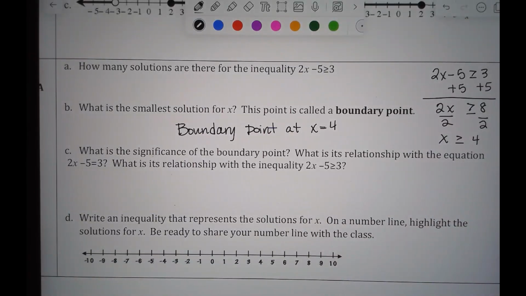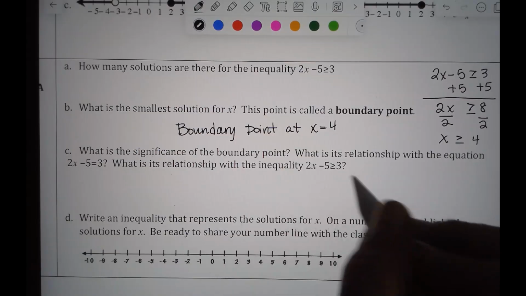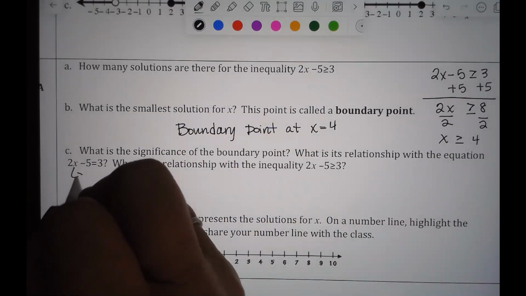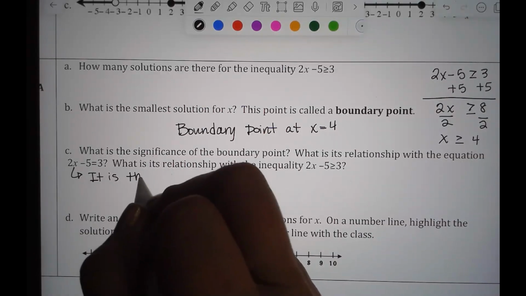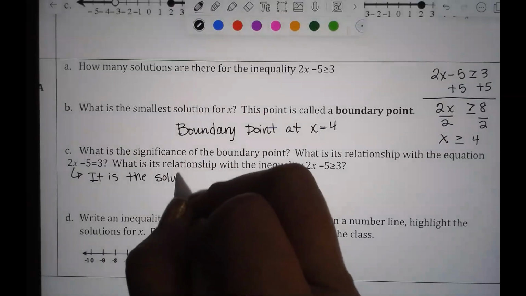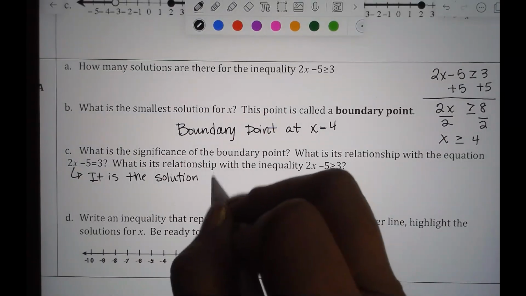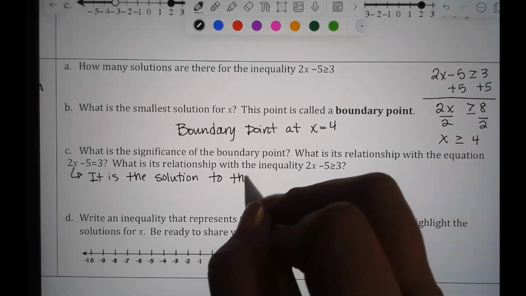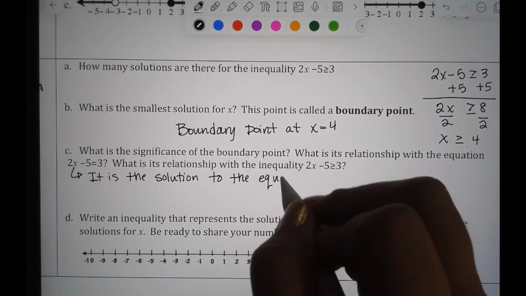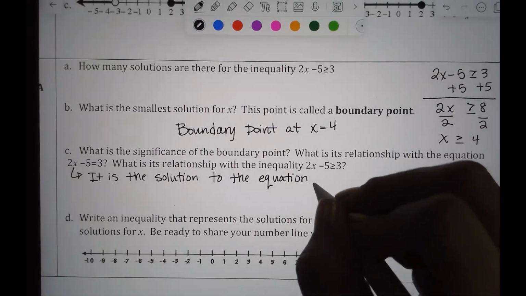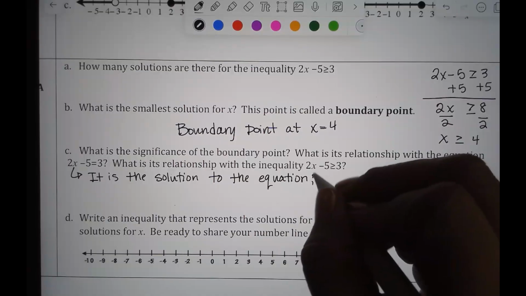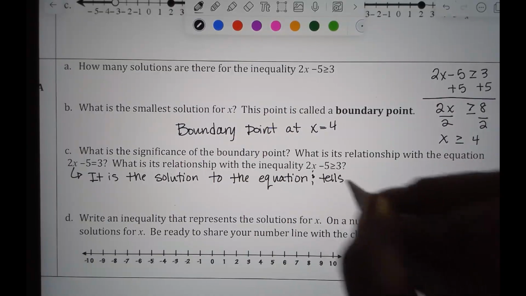So what is the significance? It is the solution to this equation when it is equals. It's an equation. And it also tells us where to divide our number line.